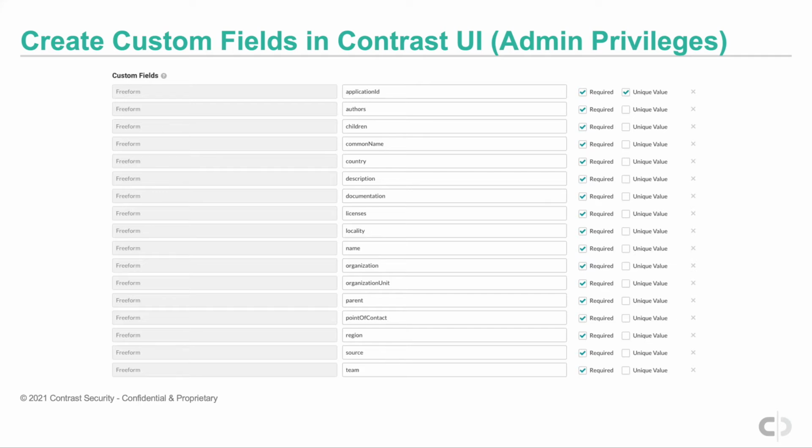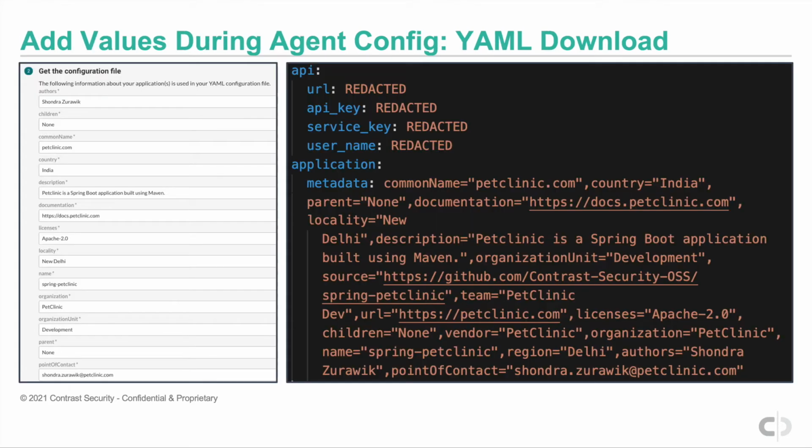Here we can see an example of the definition step where we define several required fields. Again, this requires administrative privileges within the Contrast UI to define this list. After this is completed, users will be able to view and fill out values for each of these fields. Once that step is complete, we can move on to the second step where the user will define the specific values for each of those fields.